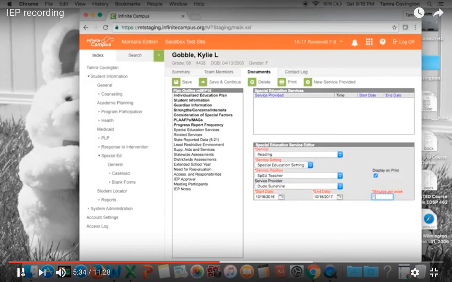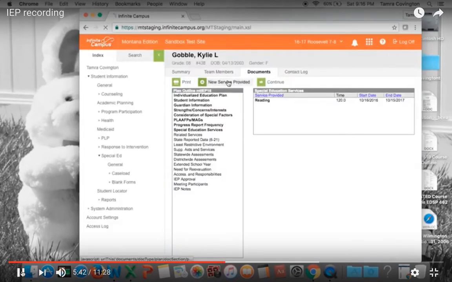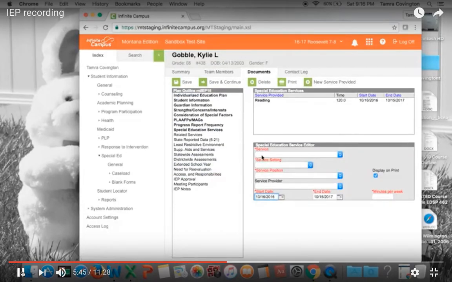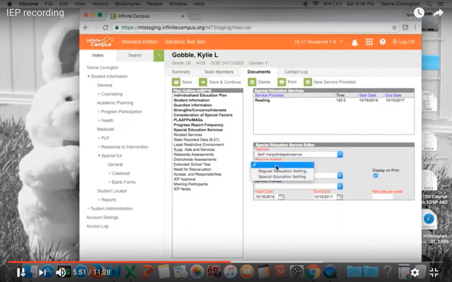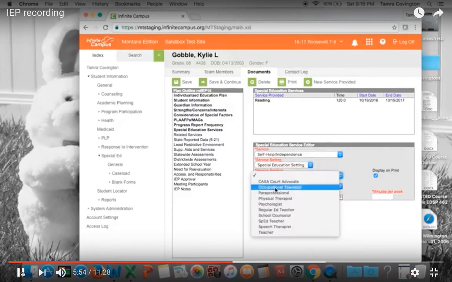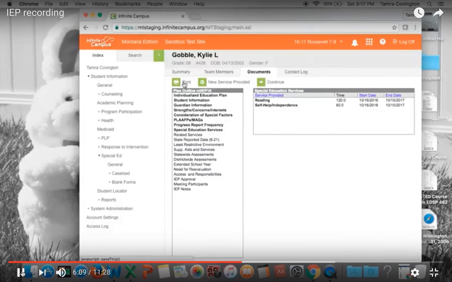Now keep in mind, support goals are going to typically be less than an entire class period. Instruction that is replaced, alternative curriculum where they're not receiving their instruction in the regular education setting, are oftentimes going to be more along the lines of a class period, so 60 minutes a day or approximately 300 minutes per week. The minutes that I'm putting in this document are just for purposes to show you how to enter those minutes.